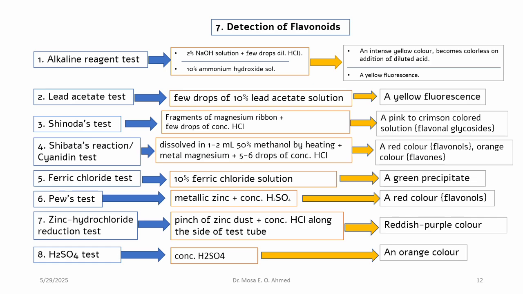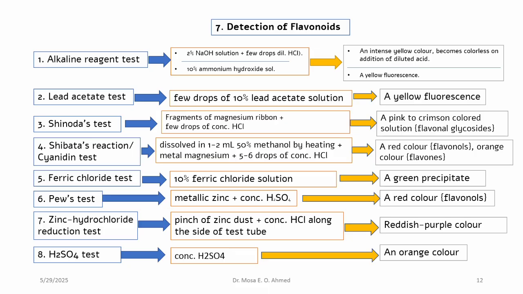Shibata reagents give red color with flavonols and orange color with flavones. Orange colors with flavones and red color with flavonols. Flavonols are alcohols and flavones are ketones, as predicted from their names.